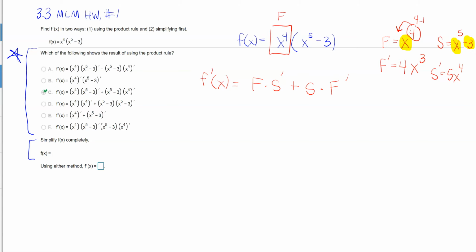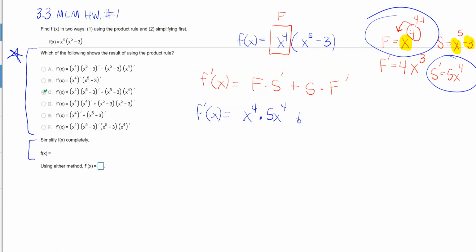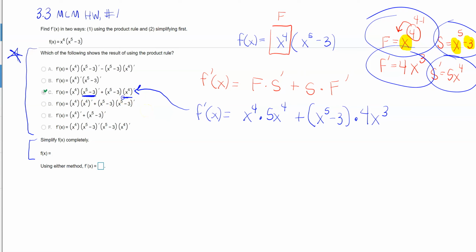And we go put all of that into our product rule. When we do that, we're going to get first, that's x to the 4th, times derivative of the second, that's 5x to the 4th, plus second, that's a binomial, so I'm going to group it in parentheses, times derivative of the first. So that matches this answer choice right here, except they didn't actually find the derivative of the first and second. They just left it there in that notation. I went ahead and I found those derivatives because that would be the next step.